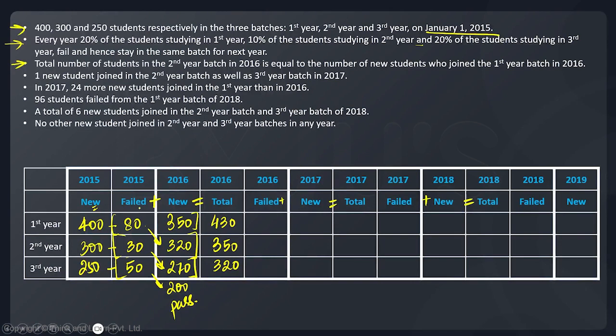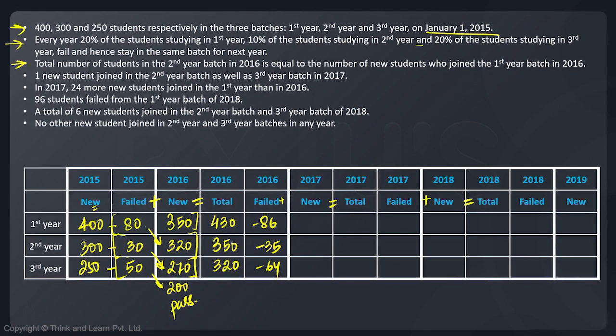Let's fill in the next one. So if we talk about 2016, how many students failed? It's going to be 20% of total students of 2016, which is 20% of 430. So 86 students are going to fail. Next, 350 students we have. So 10% of that will be 35 students that are going to fail. And total we have is 320, 20% of that, which is 64 students that are going to fail.